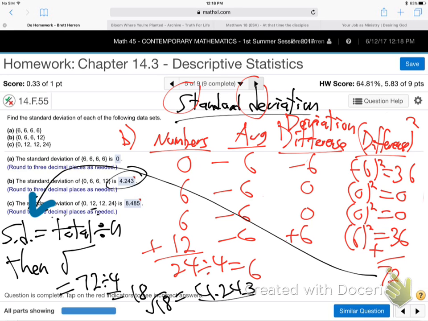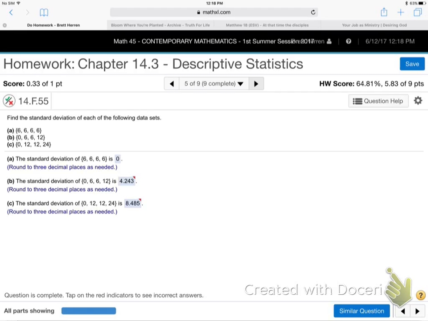We'll try part C, unless you have questions. Let's try part C. Let me go to a fresh screen here. So let's do part C. What do you do? You make a table like I just did with the numbers 0, 12, 12, 24, and then you have to find the average, subtract the average, do that whole thing. I'll wander around and see if I can help.